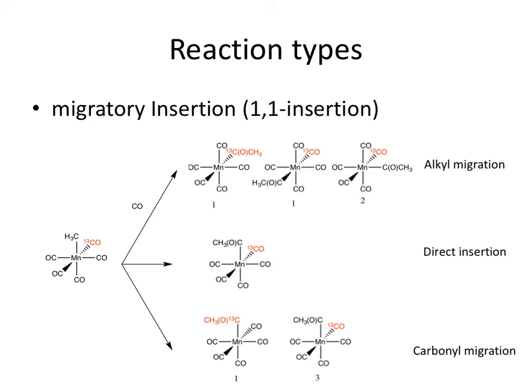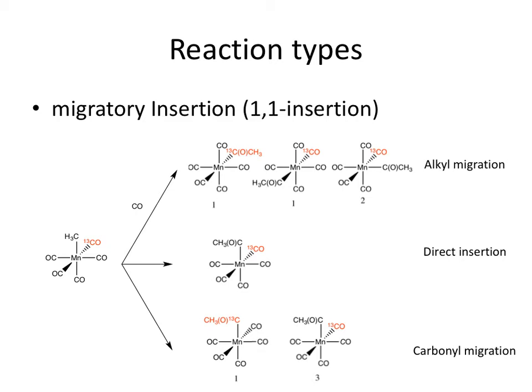So what's happening here is 1/4 of the time, this C13 labeled CO would migrate into the manganese methyl bond, giving us this C13 labeled acyl in 25% of the product. And then the other 3 carbonyls could migrate, giving us the C12 labeled CO, and that would be 75% of the product.